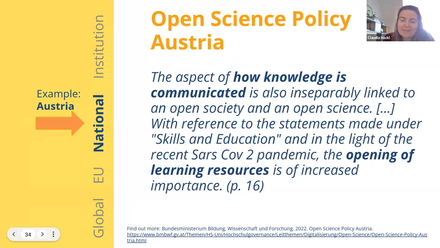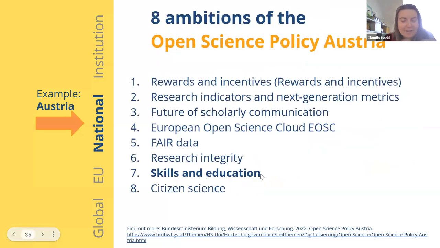We have another paragraph covering the importance of opening the learning resources. So we have the COVID pandemic in here as well, because this was one of the main drivers in the last years for the Austrian higher education sector to start and to further develop OER services. And that's why it's also in here in this policy, because the OERs are the way to share also knowledge that is provided and is found in the university sector. And we also have here the 8 ambitions, similar to the open science policy from the EU. We have the skills and education abstract here as well, and we'll have a quick look in the next slide on what this actually means.